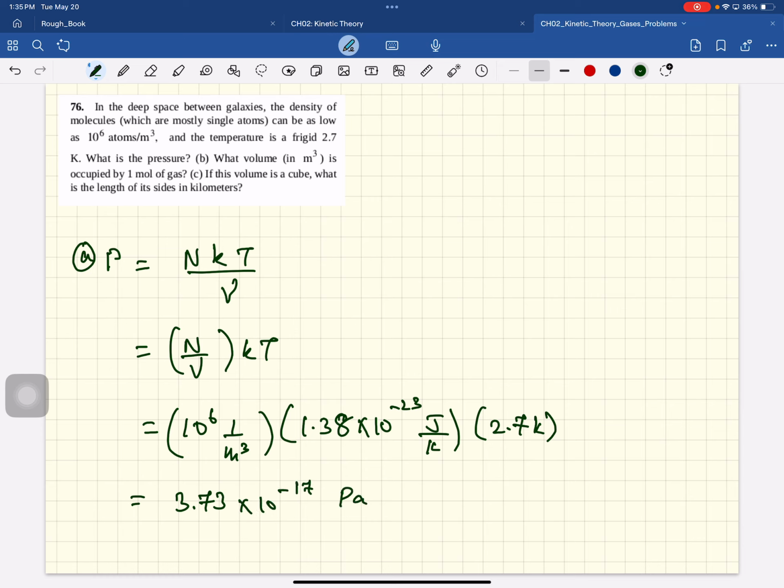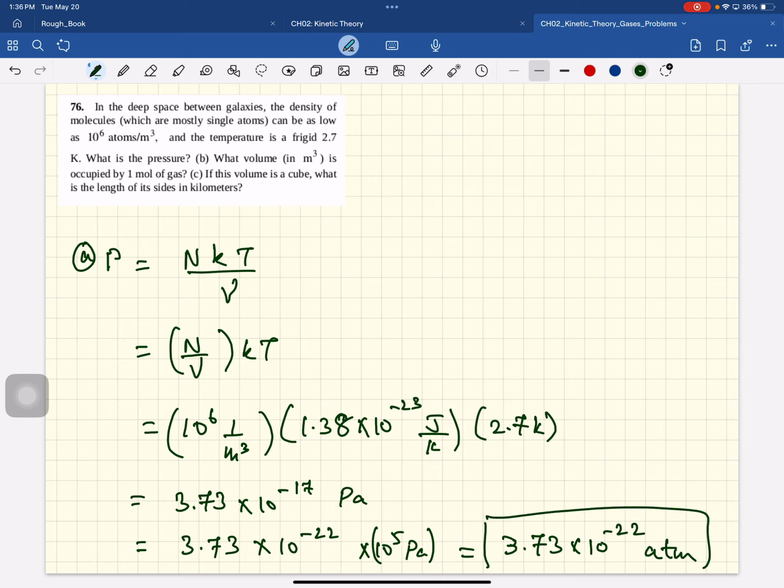10 to the power of 5 pascals is 1 atmosphere. So this is 3.73 times 10 to the minus 22 times 10 to the 5 pascals. That's 1 atmosphere. So the pressure is a billion trillionth of that in this room.